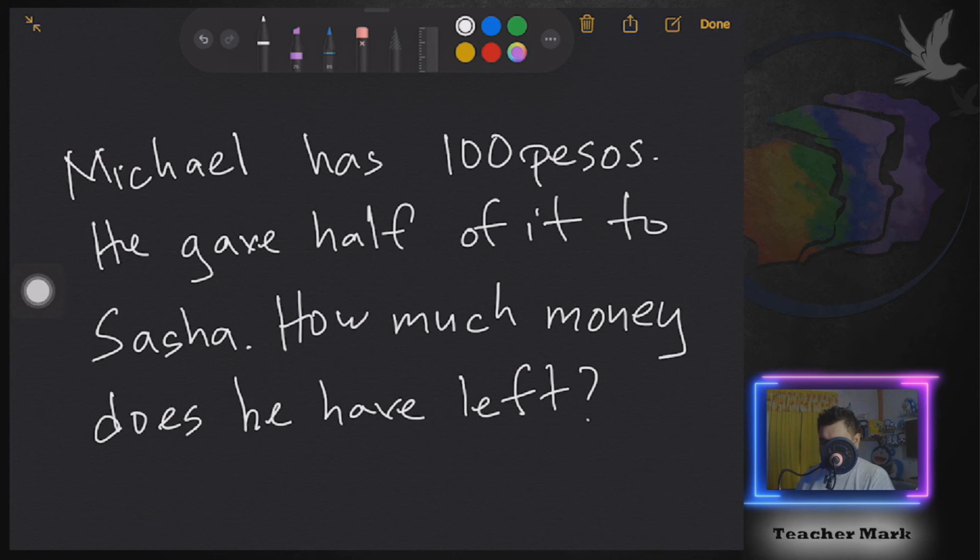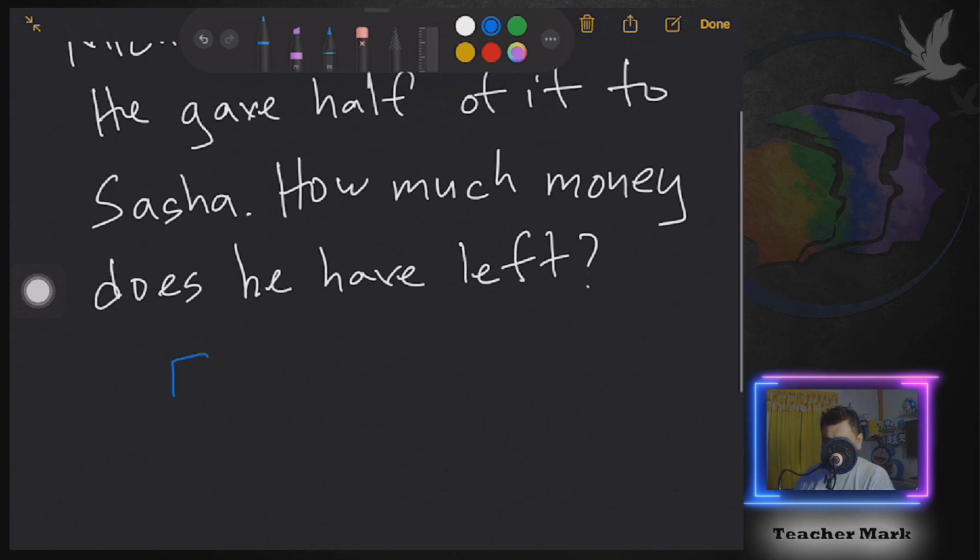Michael has 100 pesos. Let's change the value of 100 to 5y pesos. Michael has 5y pesos. He gave half of it to Sasha. How much money does he have left? Again, you know that Michael's money is 5y pesos and he gave half of it to Sasha. Giving half of it, we are going to divide it by 2. What are you going to divide by 2? The money of Michael. How much is Michael's money? Michael's money is 5y. And we only divide by 2. And that is it. That basically is it.